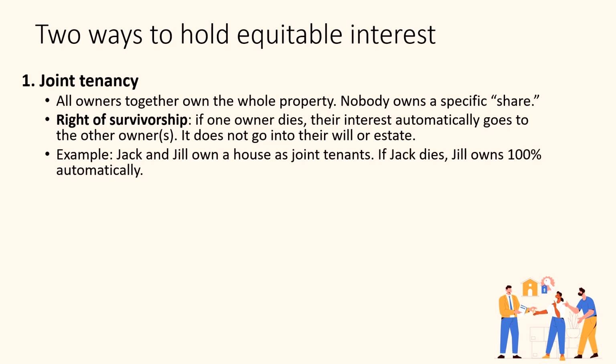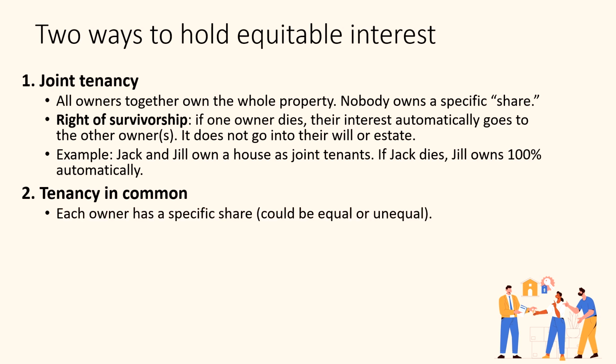Example, Jack and Jay own a house as joint tenants, and so if one of them dies, for example if Jack dies, Jay automatically will be the only owner of the 100% property. So that was always the case anyway, because each one of them was entitled to the whole property. Now the second way of holding an equitable interest is something we call the tenancy in common, and with this it works pretty much the opposite way.